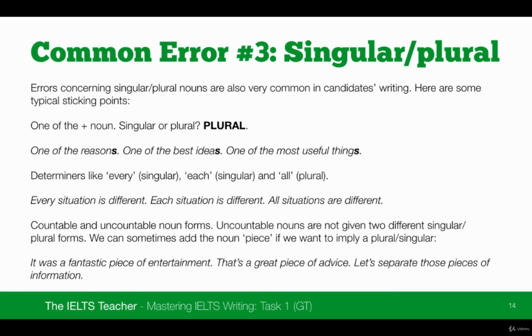And let's have a look at a plural example, which is quite rare, by the way. Let's separate those pieces of information. Entertainment, advice, information, all uncountable nouns. Most people are aware that information is an uncountable noun, but some people struggle with the words entertainment and particularly advice. I can't stress this enough. Advice is an uncountable noun. It's not a countable noun.